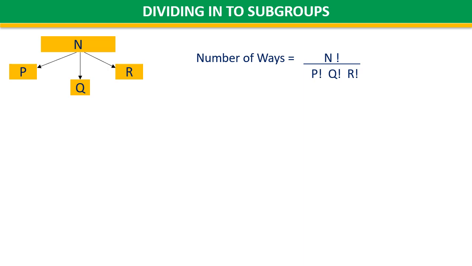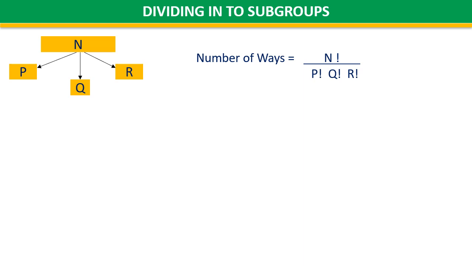Now the next part is dividing into subgroups. In how many ways I can divide a big group into small subgroups. Suppose there are n things, which is the addition of P, Q and R. So if I want to divide a group of n things into 3 small subgroups of P, Q and R, I can do so in the number of ways, which is equal to n factorial divided by P factorial into Q factorial into R factorial.